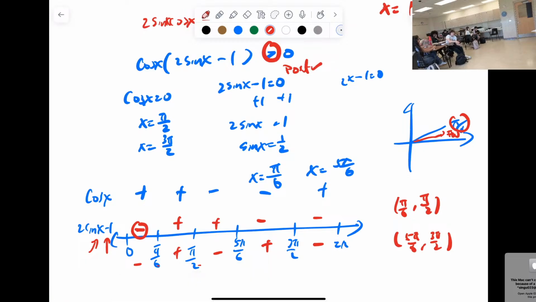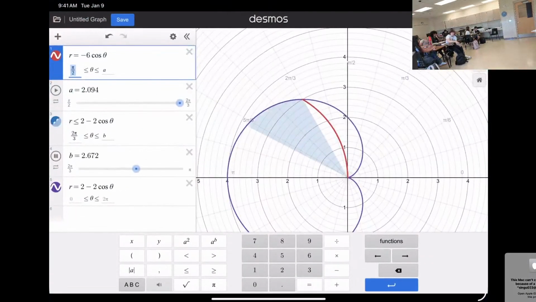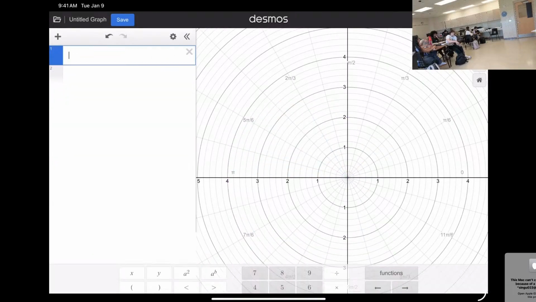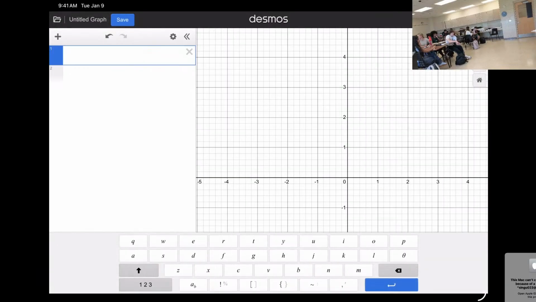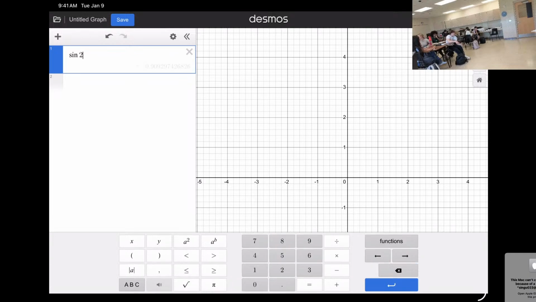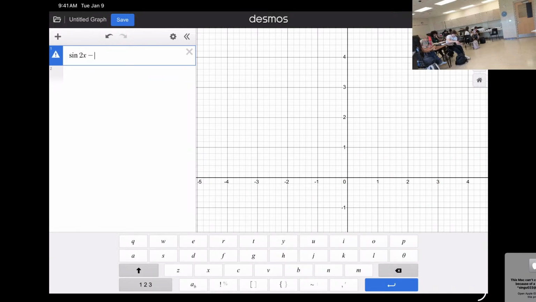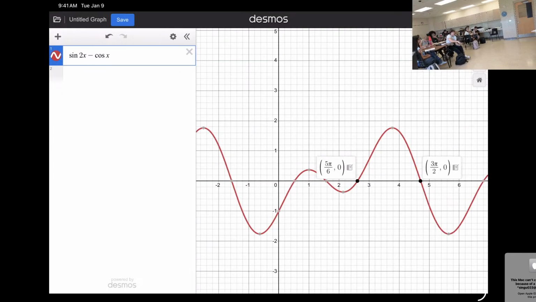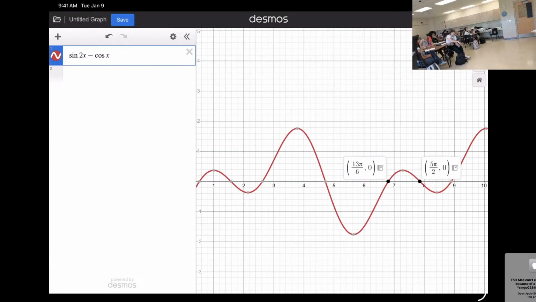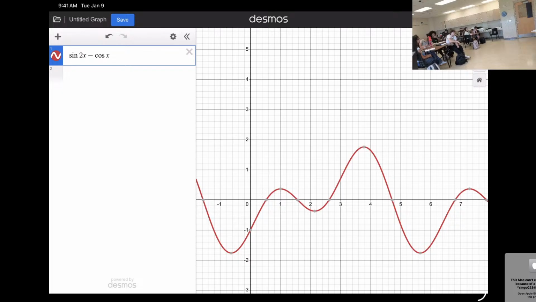I'm going to type in 2 sine of x minus cosine of x, sine of 2x, sorry. Sine of 2x minus cosine of x, right? We want to check above. Why above the graph? Because above the graph is positive, below the graph is negative. So pi over 6 to pi over 2. The next one is 5 pi over 6 to 3 pi over 2. The next one's outside of 2 pi, not important. So pretty much it's from here to here and here to here, including the endpoint.